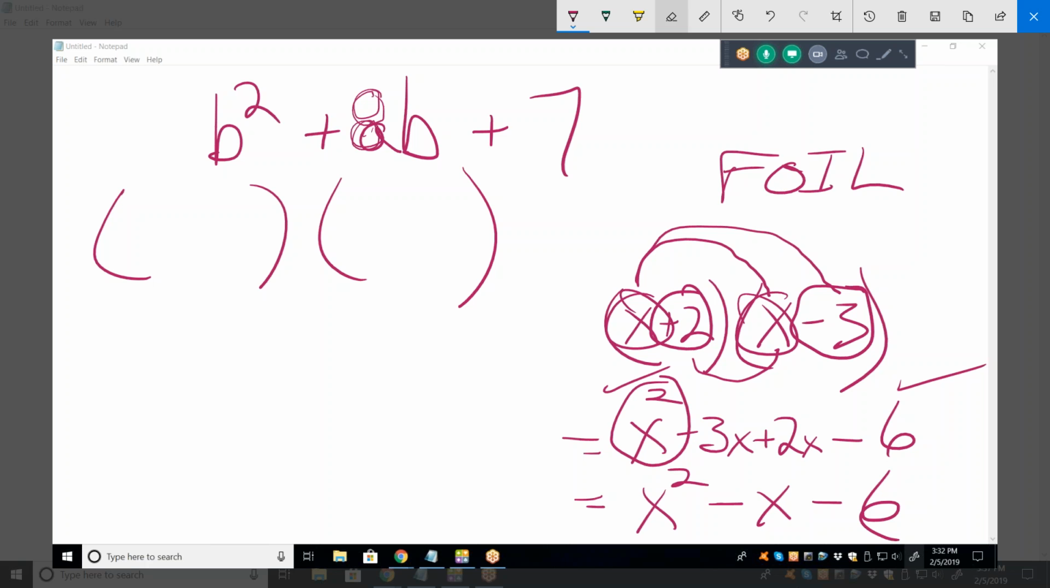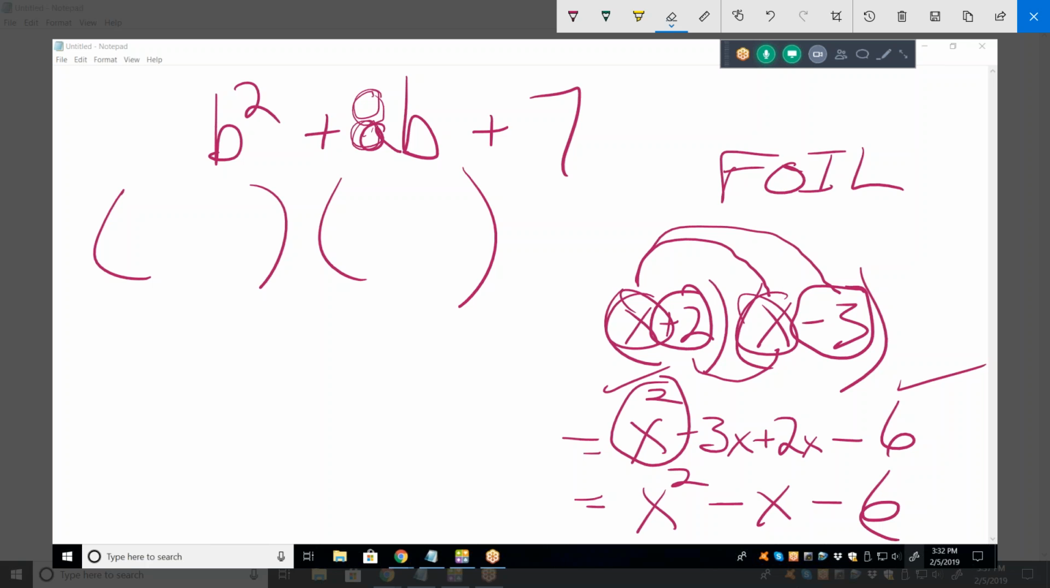Now, I'll leave it in B. It doesn't really matter what letter you use. In other words, in the lower right, I used X as the variable. And in your problem, they're using B as the variable. It's fine. So let's talk about how we're going to factor this.